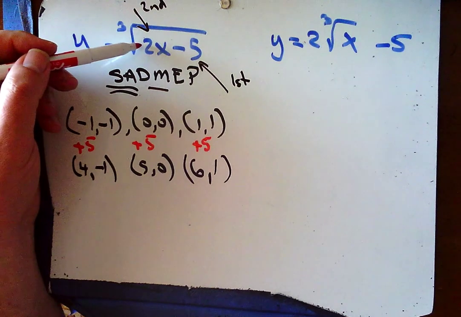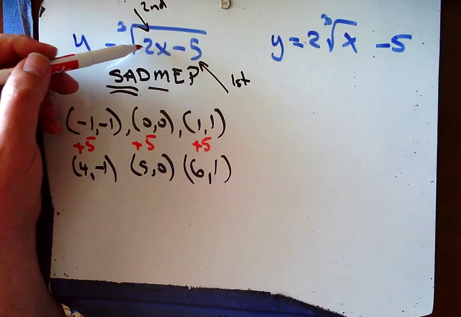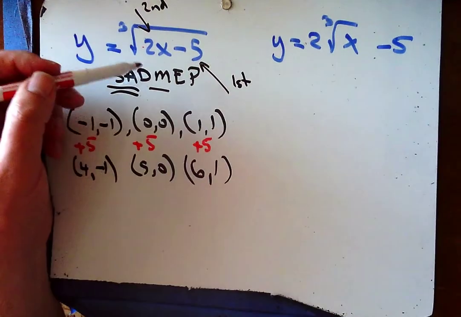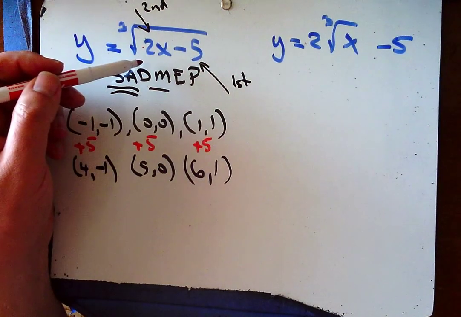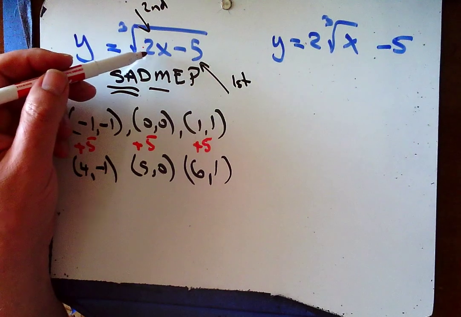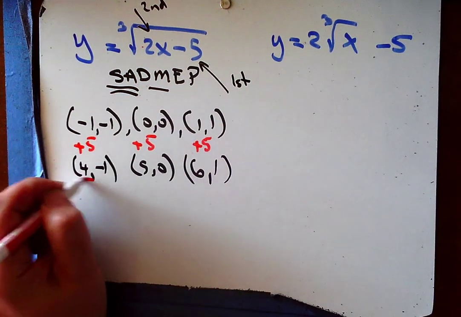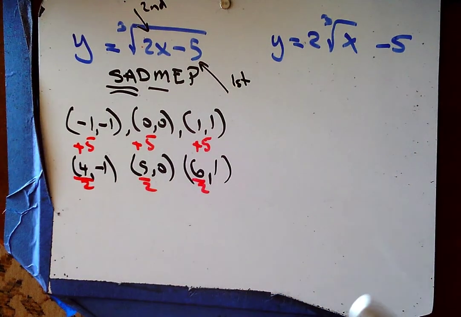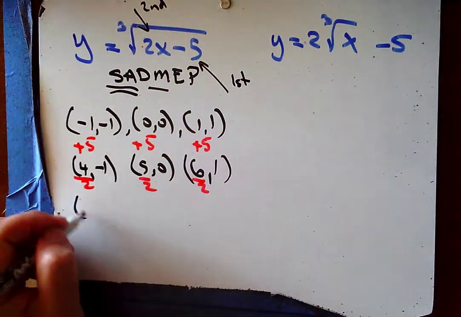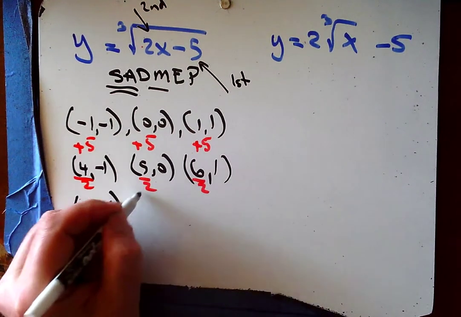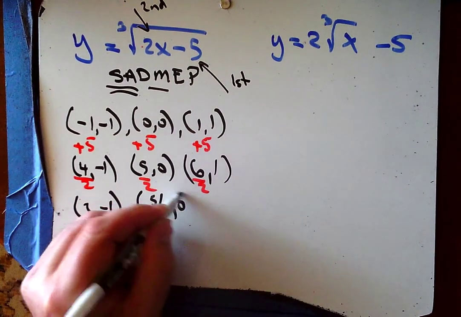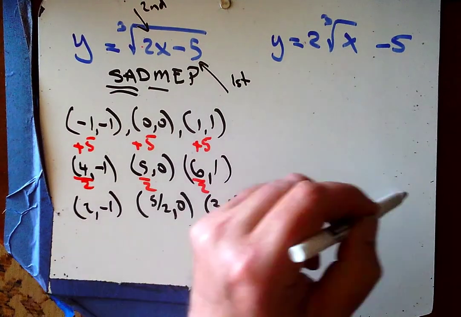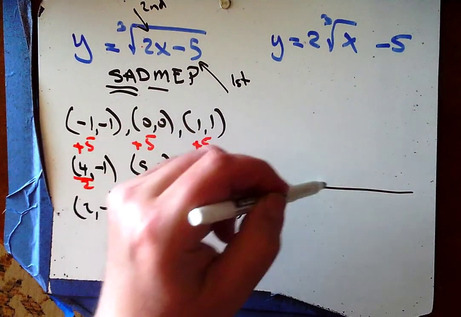This is a horizontal compression. I know that because this number is bigger than 1. And to do that, we don't multiply all the x's by 2. We're doing inside is opposite land. I see multiplication, so I need to divide all the x's by 2. And so my final points are 2, -1, 5/2, 0, 3, 1. So let's think about our graph here.